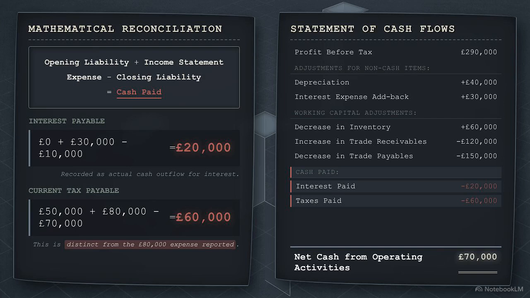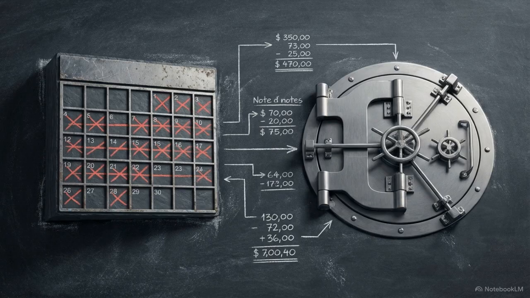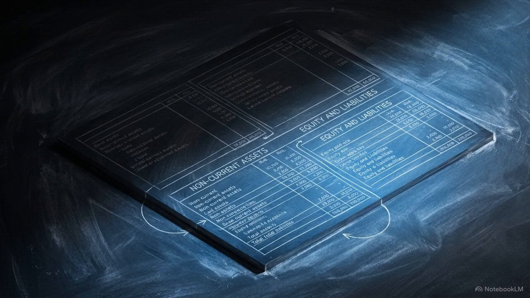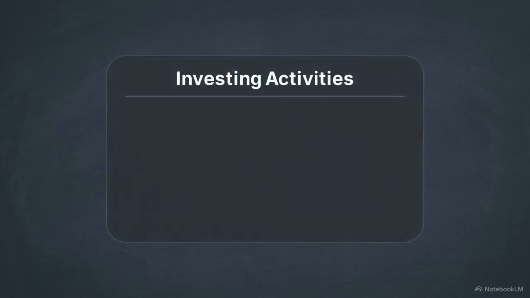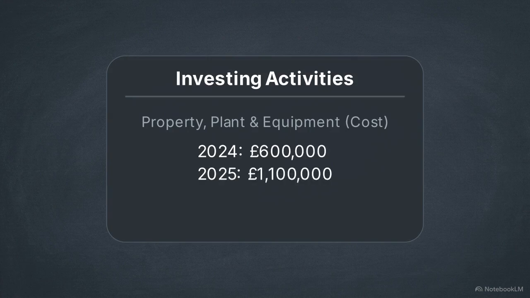Tallying all of these operational adjustments reveals a net cash from operating activities of £70,000. Reported expenses reflect accounting timing rather than physical cash movement. Precise reconciliation of liability accounts is the only way to uncover the actual operational drain. We now direct our attention to the bottom half of the balance sheet, non-current assets, non-current liabilities, and equity. This view zooms in on the property, plant, and equipment cost line to investigate investing activities. The cost grew from £600,000 to £1.1 million, with no assets sold off. We record this £500,000 delta as a capital expenditure cash outflow under investing.